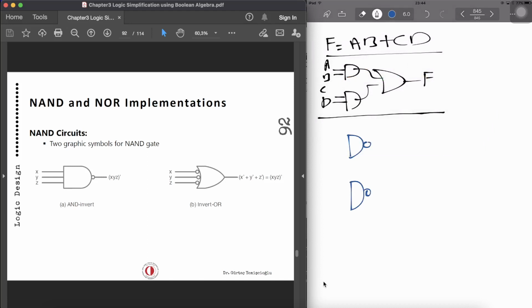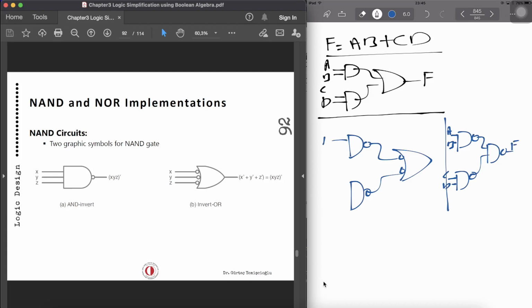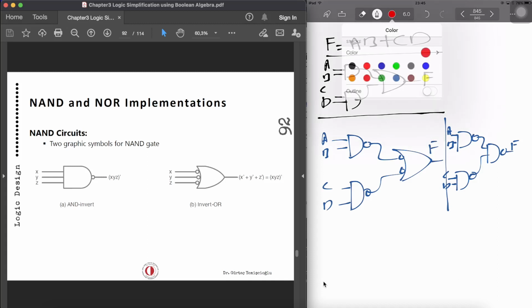And the OR gate either as an invert OR, and we can combine those, or we can have all of them as AND inverts, as an AND implementation. So A, B, C, D, F, A, B, C, D, and F. Now, let's see if we are going to get the same equations.